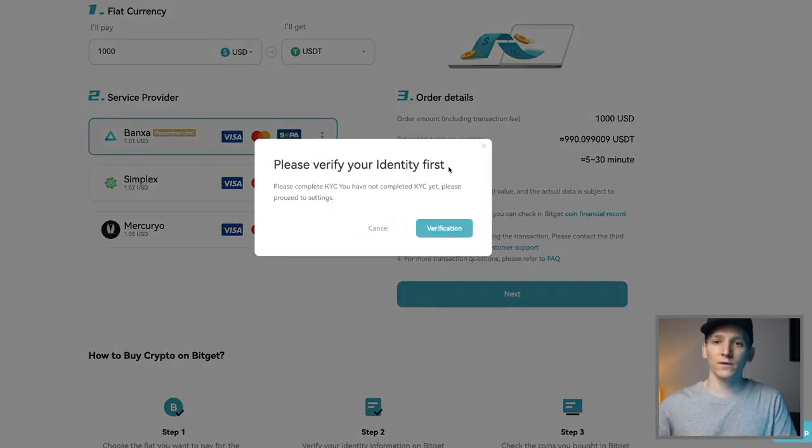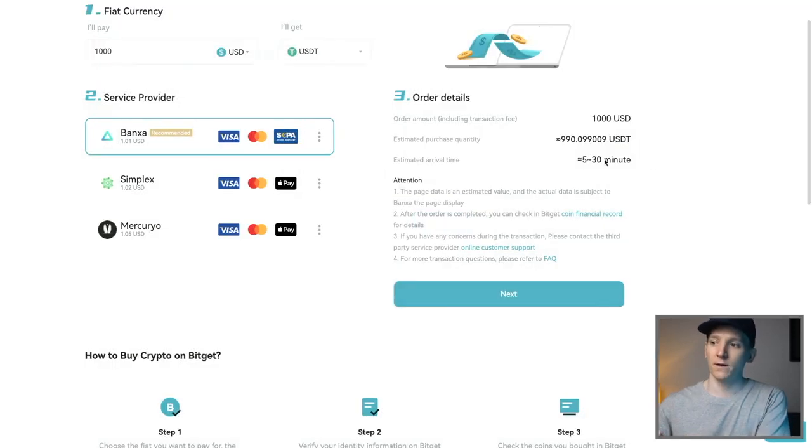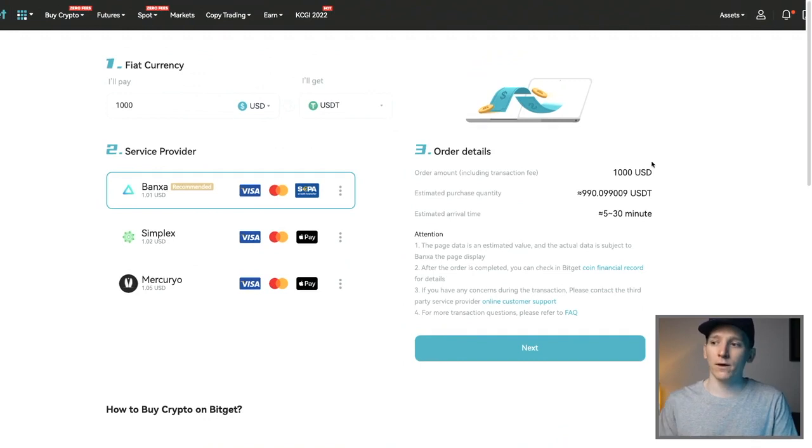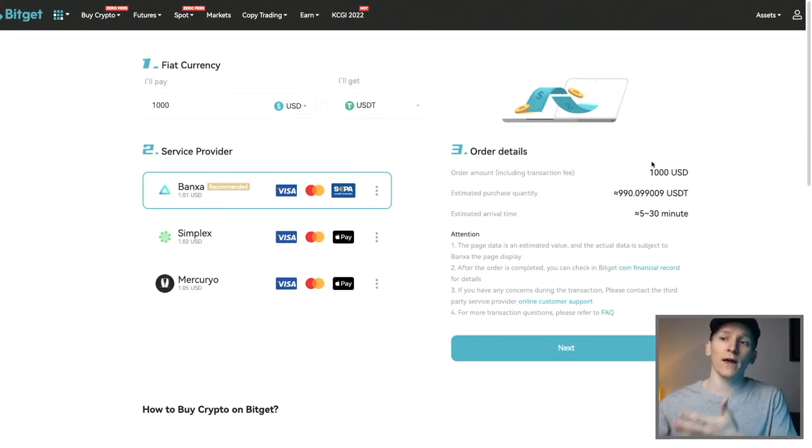Now, if you press next right here, you will have to do KYC to do this. So if you want to deal with fiat currency, you'll need KYC here to put that on. Not really an issue for me, but if you don't want to do that, then obviously with crypto on another platform, you can transfer that into your Bitget account without KYC.